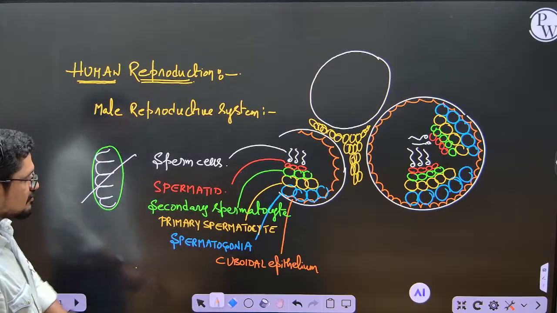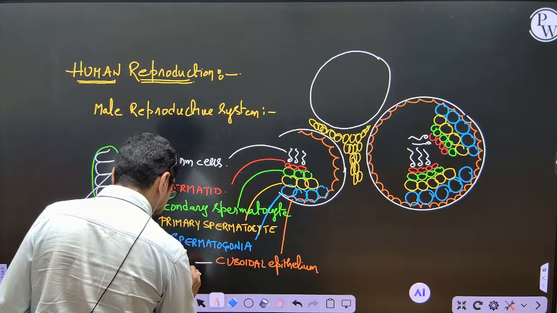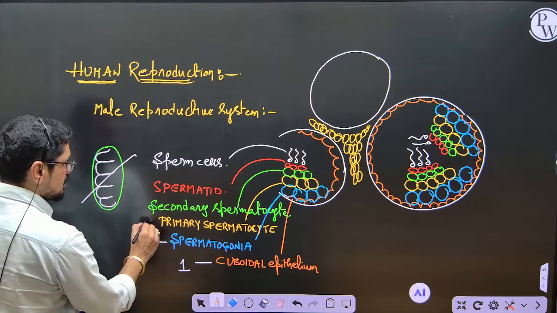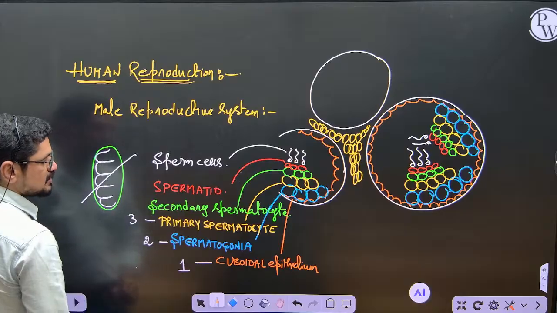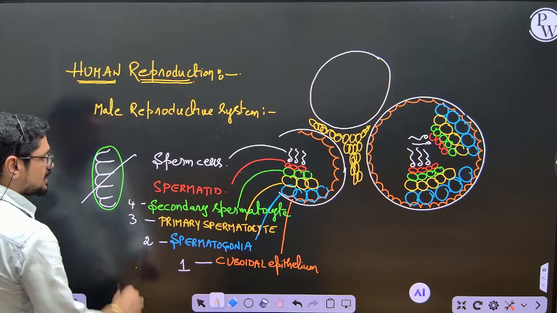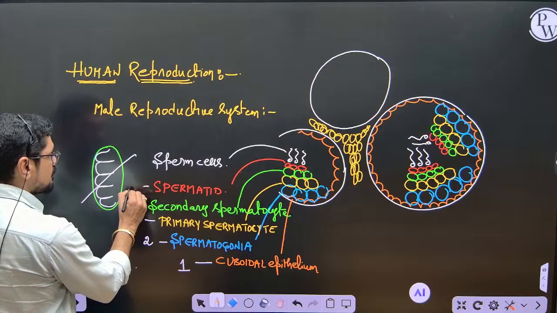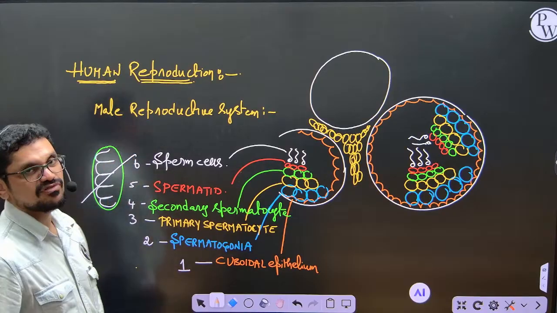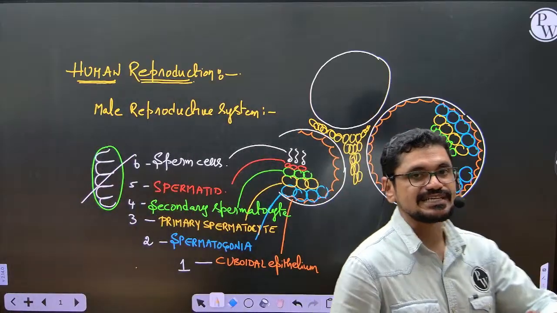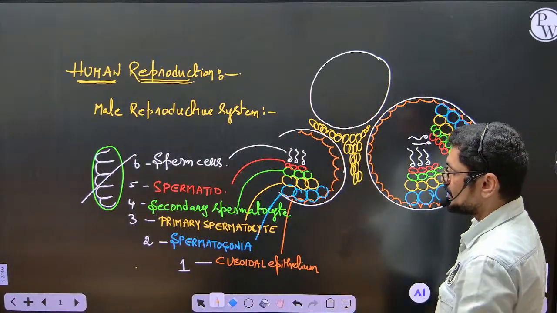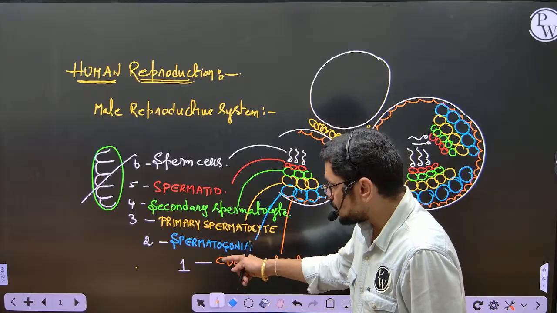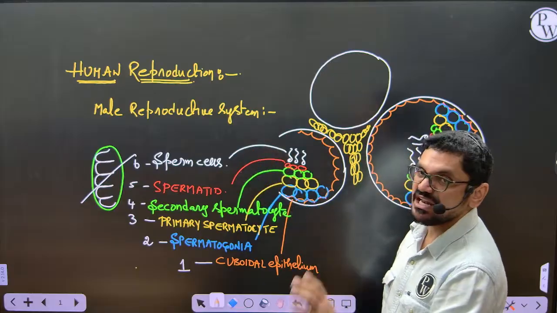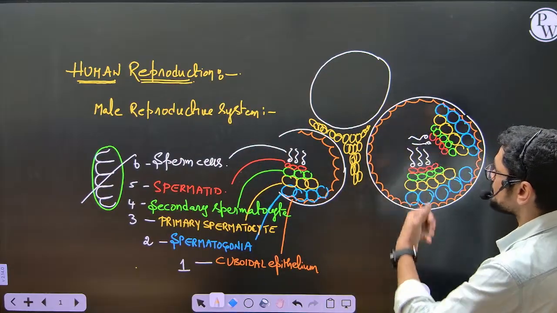So the sperm cell is first formed from number 1, the cuboidal epithelium. From the cuboidal epithelium, number 2, spermatogonia forms. From the spermatogonia, the primary spermatocyte will form. From the primary spermatocyte, the secondary spermatocyte will form. From the secondary spermatocyte, the spermatid will form. From the spermatid, the sperm cell will form. So this is the sequence. This is how sperm cells are produced: cuboidal epithelium, spermatogonia, primary spermatocyte, secondary spermatocyte, spermatid, and finally sperm cells. Like this, the cells are produced.